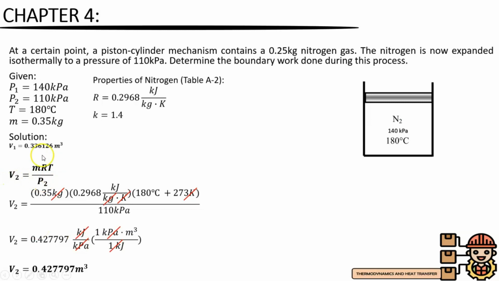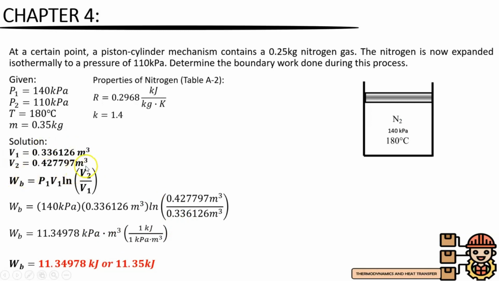Next, we need to identify the value for our final volume. Using the same equation, we have 0.35 kilogram times 0.2968 kilojoules per kilogram Kelvin times 180 degrees Celsius plus 273, divided by 110 kPa. We use 110 kPa as the value for our pressure because it is the final pressure, and in this equation we are finding the final volume. By simplifying, we get the value of our final volume, which is equal to 0.427797 cubic meter.